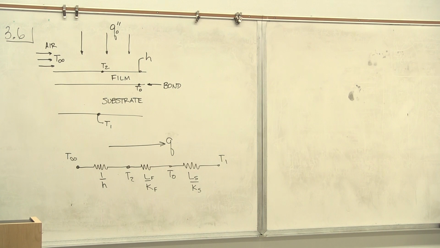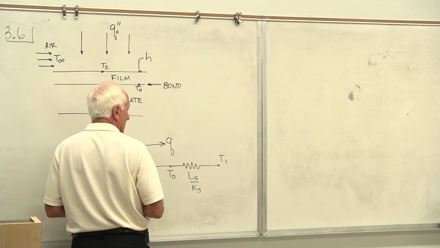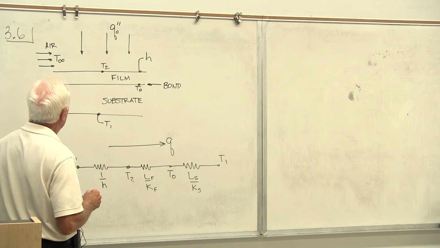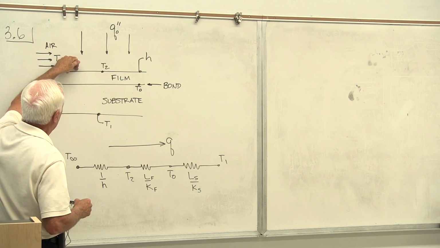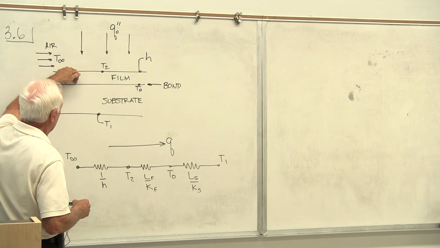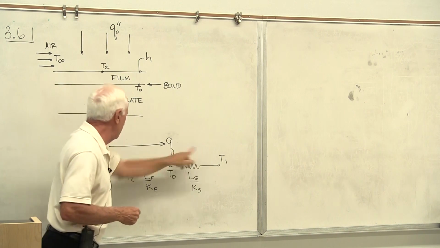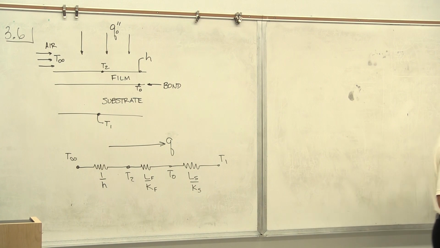Okay, now I read the problem again. I'm supposed to find, let's see, part B says, find the heat flux. And we call that heat flux Q naught double prime. And I say, okay, so the heat flux comes in, it goes in by convection, then it goes through the film by conduction, then it goes through the substrate by conduction, and it ends up at T1 down here. That's what my arrow shows. Okay, I'm going to read it again.